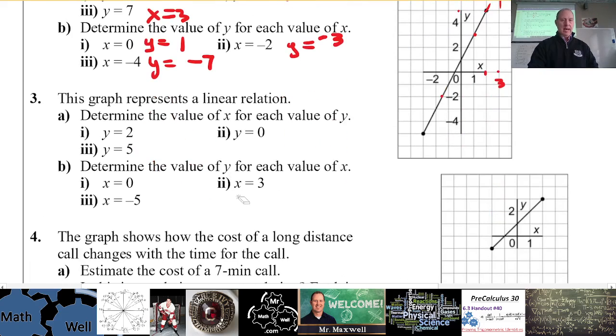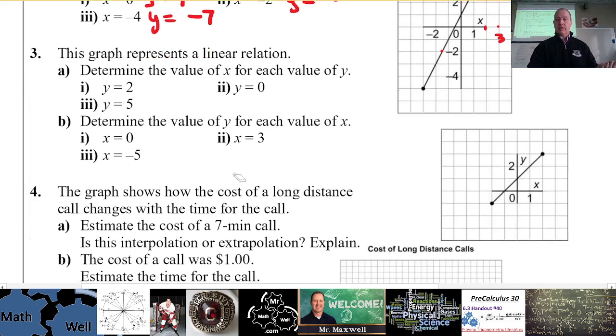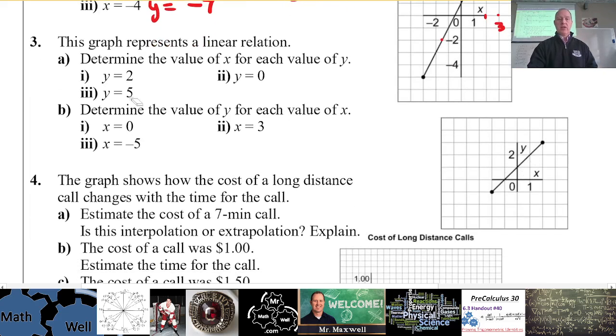All right, 3. Is it the same thing? This is the same thing. We may have to extrapolate here again. Okay, so for 3a, let's do this. For y equals 2, x equals, shout it out, anybody know? 2, y equals 1. Yep. For this one, we've got x equals negative 1, and x equals, looks like 4 for 5.